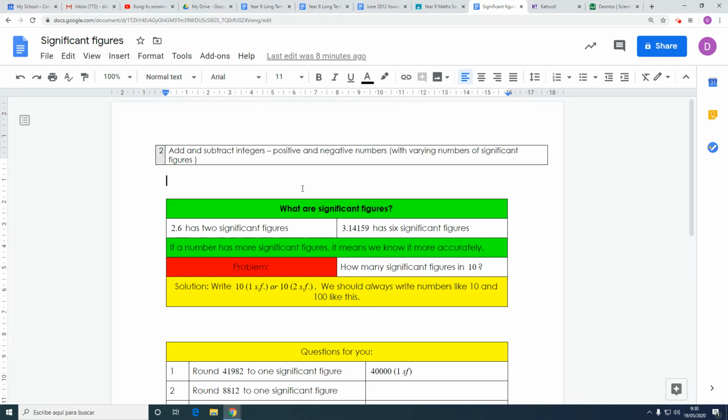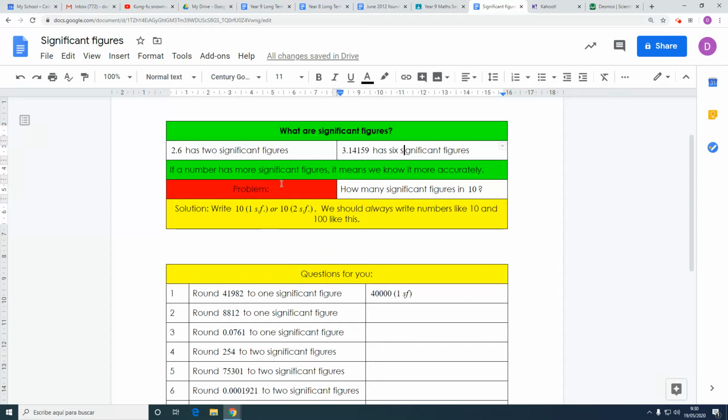Let's see. If you've got a number, how many significant figures does it have is just like how many digits, and there's 2. And in this one, there's 6. You just count them, 1, 2, 3, 4, 5, 6. So if a number has more significant figures, it just means we know it more accurately. So if I wrote down pi like that, it would be a very poor estimate of pi. That's better. Okay, but there's a problem with this.